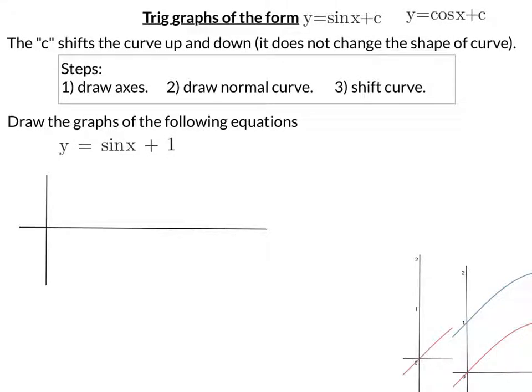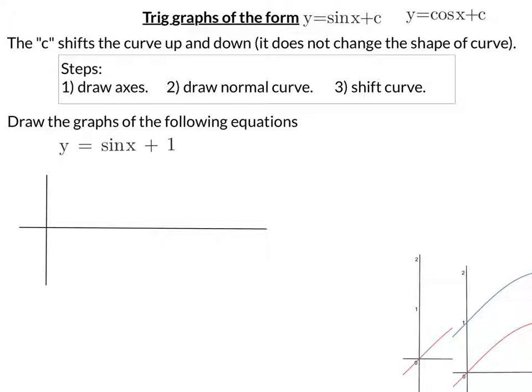In this video, we're going to look at trig graphs of the form y equals sin x plus c or y equals cos x plus c. Now the c in this case shifts the curve up or down, but it does not change the shape of the curve. If it's a positive c, that means it's going to shift the curve up by that amount, and if it's negative, it shifts it down by that amount.